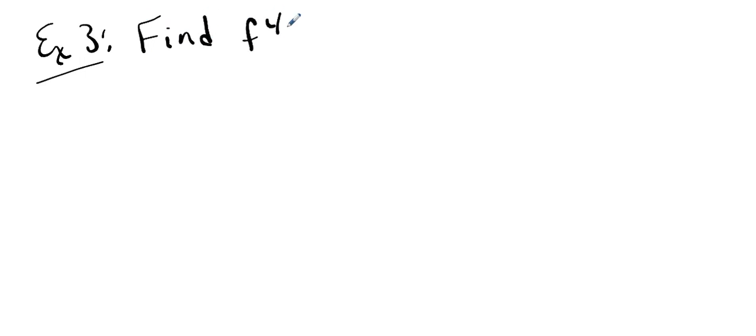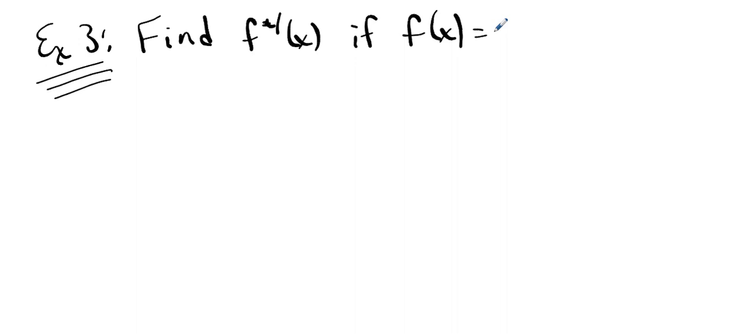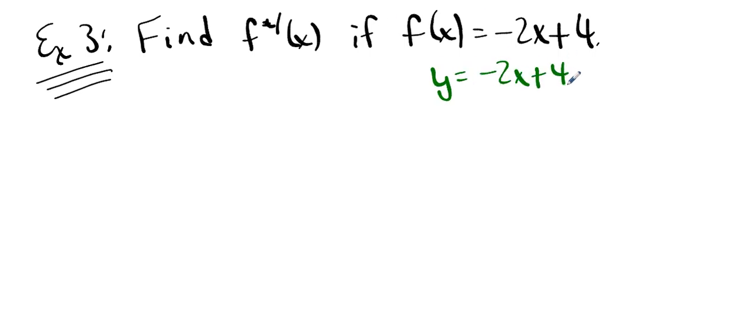From an algebraic standpoint, we could find f inverse of x. Yes, that's f inverse of x. Boy, is that awful. Way to go. Nice job. If f of x is -2x plus 4, we will note that this function will pass the horizontal line test. That's not too terribly difficult to see. This function is y equals -2x plus 4.